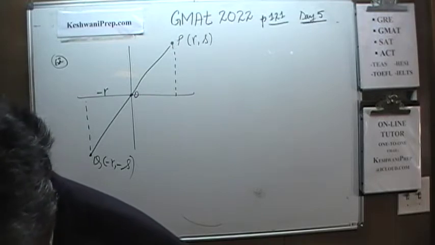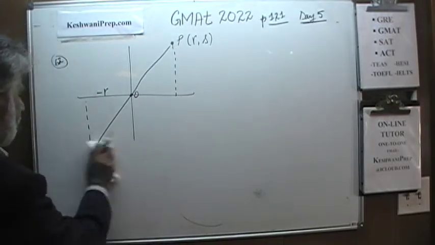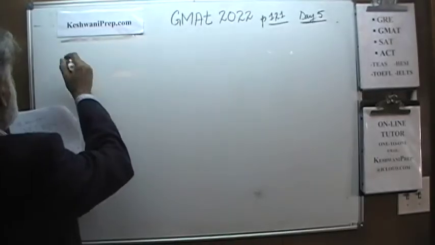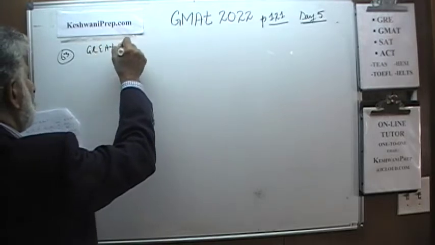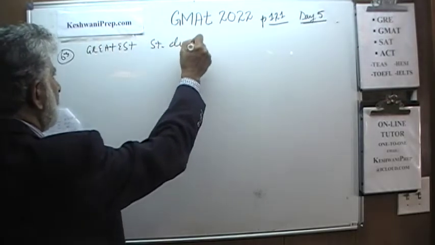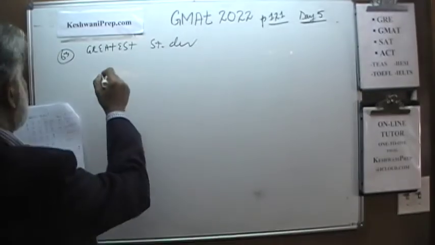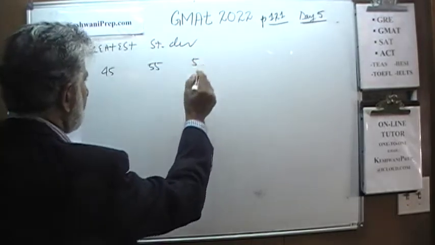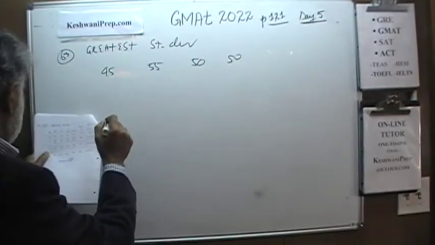Let's see what we have in 63. Well, 63 is a little bit more involved. I'm going to have to erase this thing. In 63, we are asked to find the greatest standard deviation of the five data sets that are given to us. 45, 55, 50, 50. Next one is 10, 30, 30, 10.